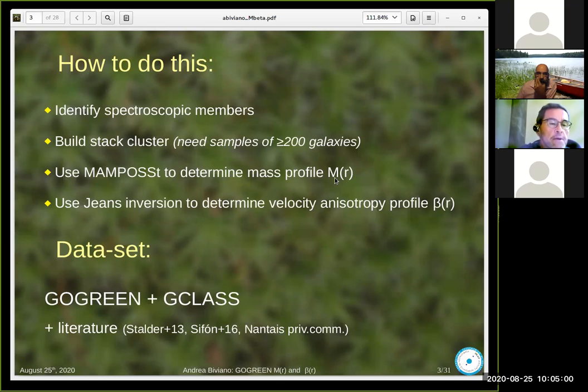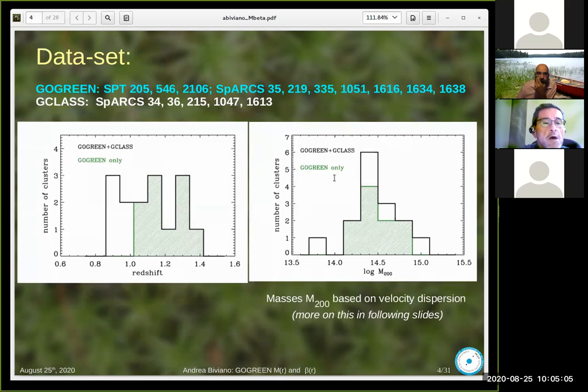There is a very limited amount of literature data added. Okay, so that's the data set I'm using. As you see, there are 5 SPARCS clusters from GCLASS and 10 SPARCS and SPT clusters from GOGREEN. And they're not the entire data set, because as you'll see, what I need is a rather precise estimate of the velocity dispersion of each cluster before stacking. So you need some amount of redshifts per cluster as well.